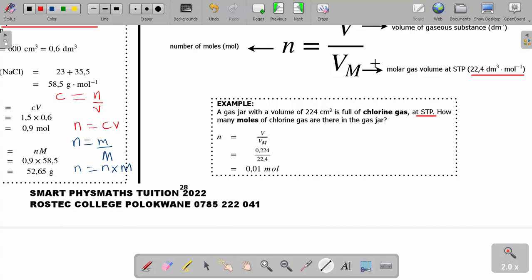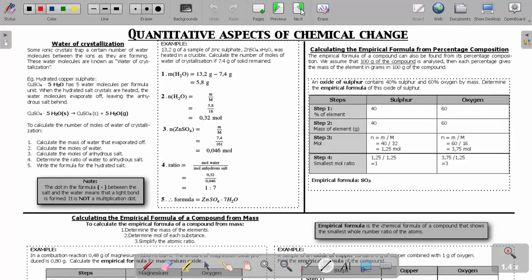Because I know this formula here, N equals V over V molar, and because I want how many moles, the given volume here is 224, but I must convert it from cubic centimeters to decimeters cubed. I divide by 1,000, which gives me 0.224. Now divide by the standard molar volume, 22.4, which gives me 0.01 moles. Are we together? Hope we are still together. Let's proceed, guys.